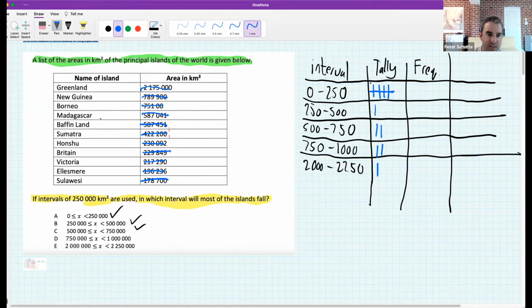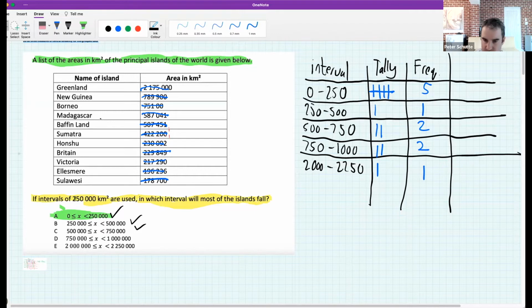So if we now look at our tally marks for these intervals, we will get 5 falling into that interval, 1 falls in here, 2 falls into that interval, 2 falls into that interval, and 1 falls into that interval, the biggest one. The question was, if these intervals are used, in which interval will most of the items fall? I can clearly see the highest frequency interval is going to be 0 to 250, and so the correct answer is going to be A.